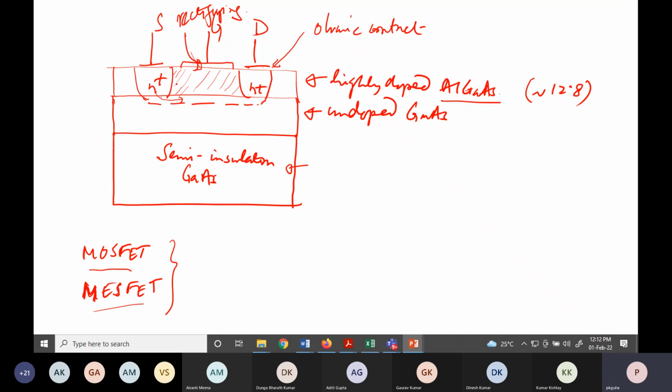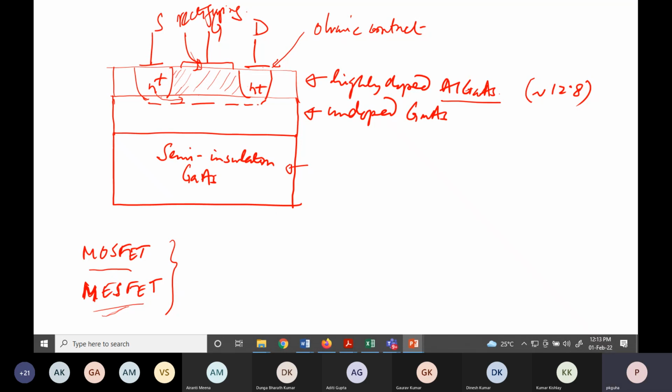But as there is no current flowing through this aluminum gallium arsenide, we can think this structure is similar to that of a MOSFET. And how is it similar to a MOSFET? Because as if there is no insulating layer, and the metal is directly deposited on top of the semiconducting layer. So that is how it is. It is also a MOSFET. Now the thing is how it works.